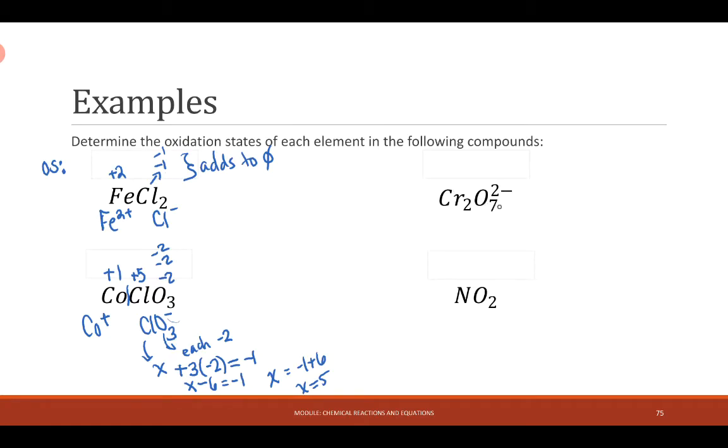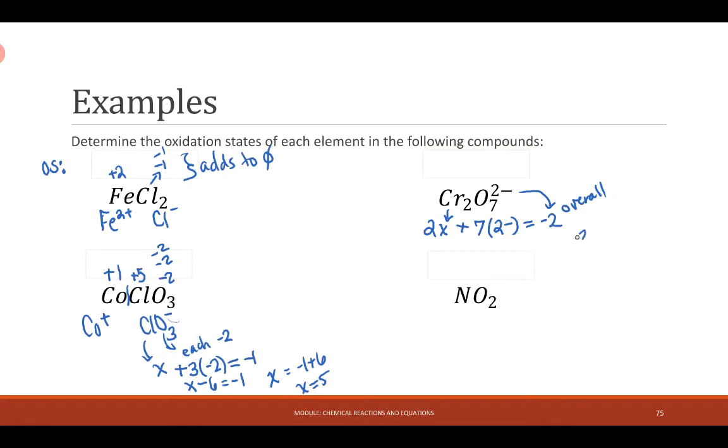Over here, we have 7 oxygens and 2 chromiums, and it's going to add up to a 2- charge. Chromium doesn't have a common ion charge, but I do know I have 2 of them. And then I'm going to have 7 oxygens. Oxygen does have a common ion charge of 2-, and that's going to have to add up to 2-, the overall charge over here.